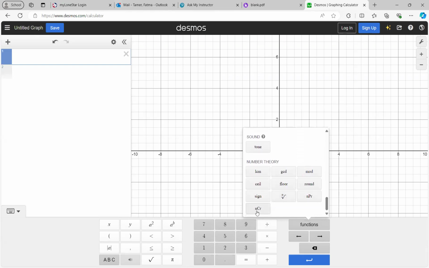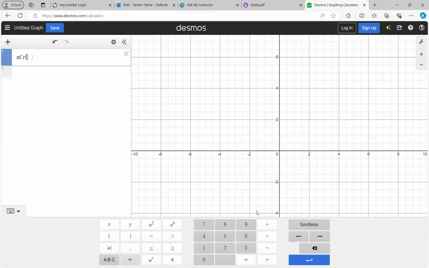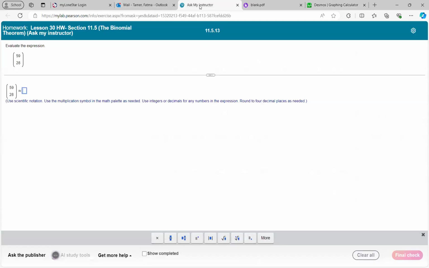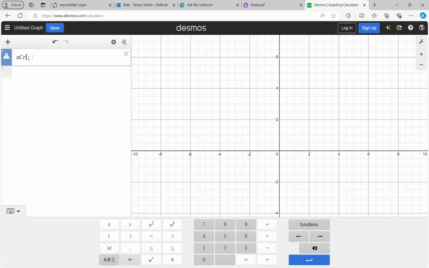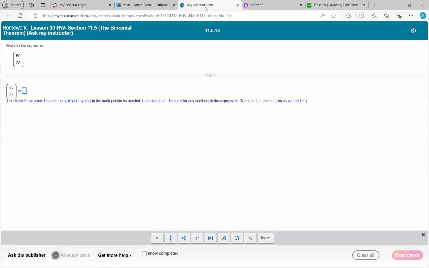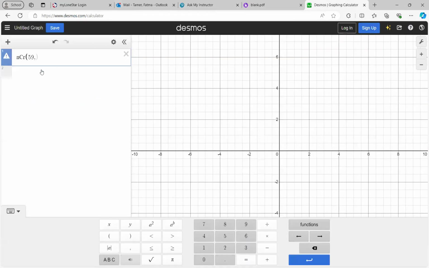The last function under the number theory is nCr. We're going to pick this. And then the top number is 59, so we are going to input 59 first. Then we need a comma. And then the second number we have is 28.